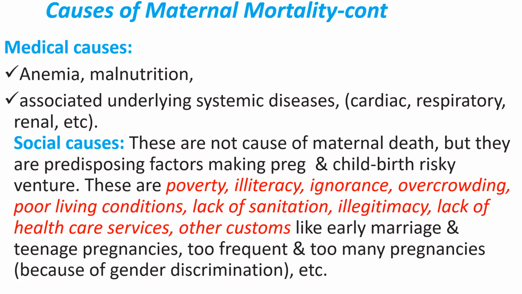Causes of maternal mortality continued. Medical causes: anemia, malnutrition, then associated underlying systemic diseases such as cardiac, respiratory, and renal diseases. Social causes of maternal mortality. These are not causes of maternal death, but they are predisposing factors making pregnancy and childbirth a risky venture. These are poverty, illiteracy, ignorance, overcrowding, poor living conditions, lack of sanitation, illegitimacy, lack of health care services, and other customs like early marriage, teenage pregnancy, too frequent and too many pregnancies.